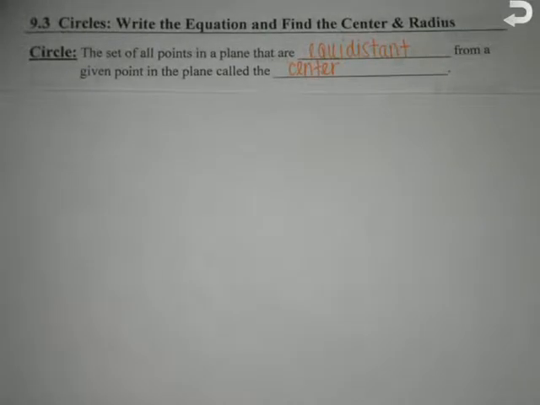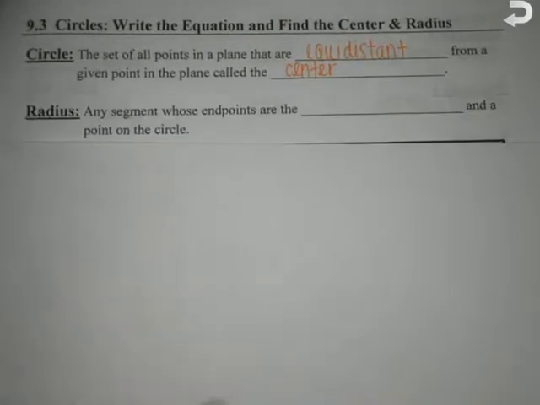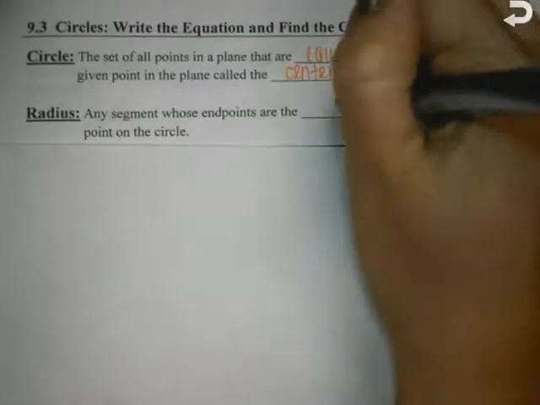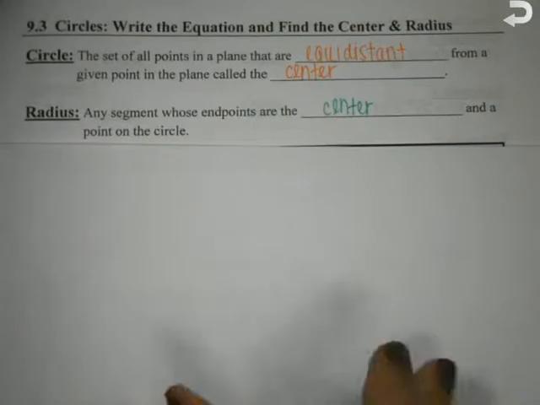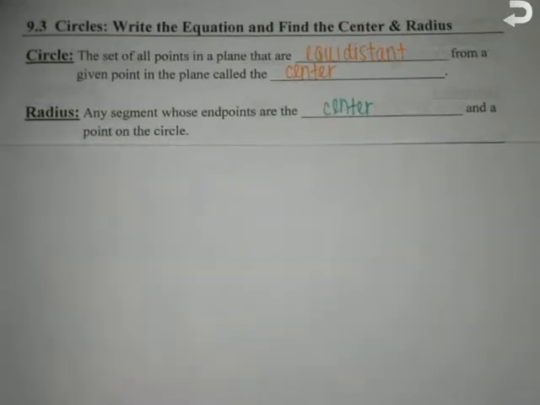Does anybody remember what we call that? Starts with an R. Radius. So the radius is any segment whose endpoints are the center and a point on the circle, right? And the radius can go from the center all the way around, correct? And it's always the same distance.